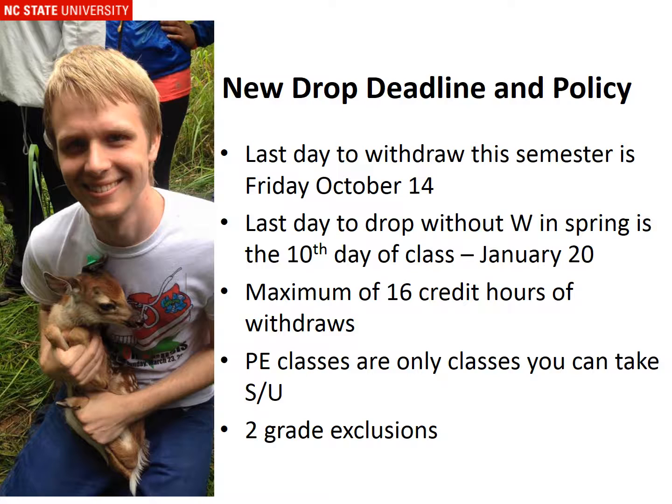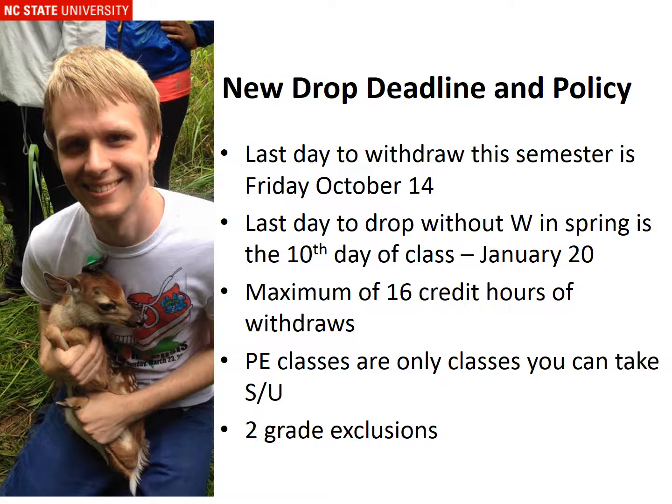You have 2 grade exclusions, so you can grade exclude 2 courses where you earn a C- or lower. You now process those grade exclusions on your own through MyPack portal. So you go to the tab that says Student Center, there's a pull-down menu, you choose grade exclusions, it shows you all the classes that you're eligible to exclude, and it shows you what your GPA would be if you were to exclude that class.